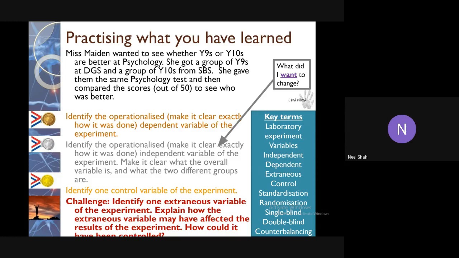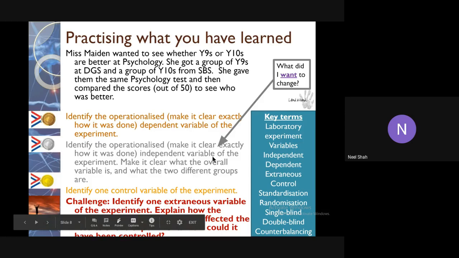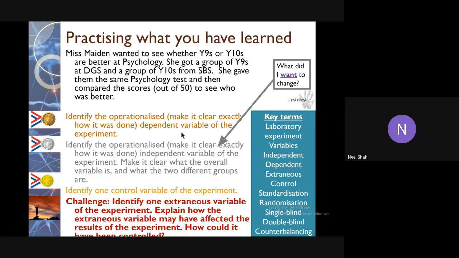So first, what is the operationalized dependent variable here? So what is the final thing that she's measuring? And what is the operationalized independent variable? So what is she changing to get her results? So what's actually changing here? What does she want to change?